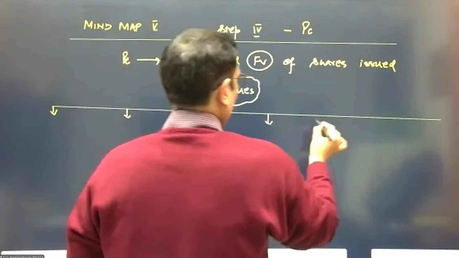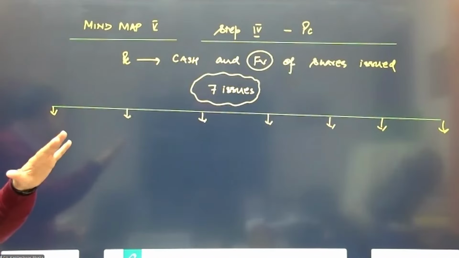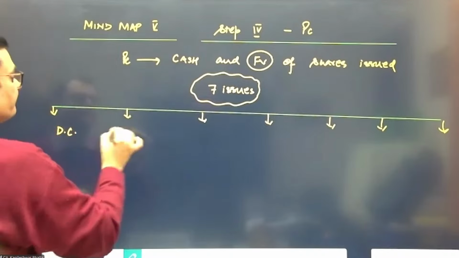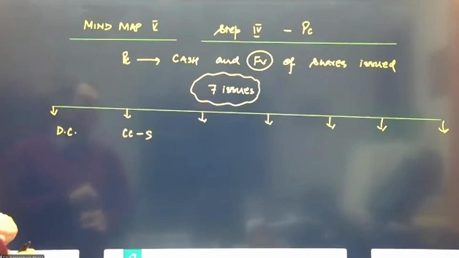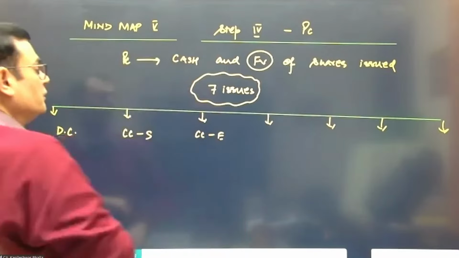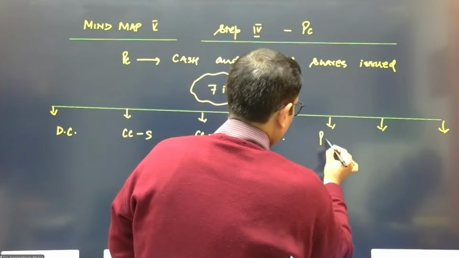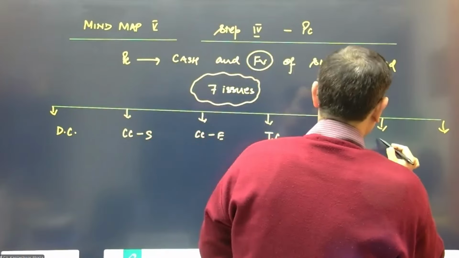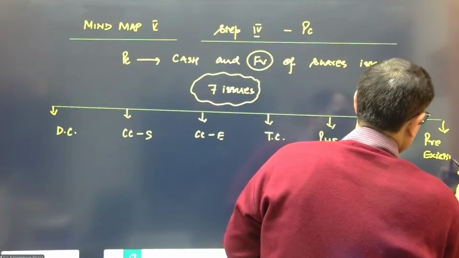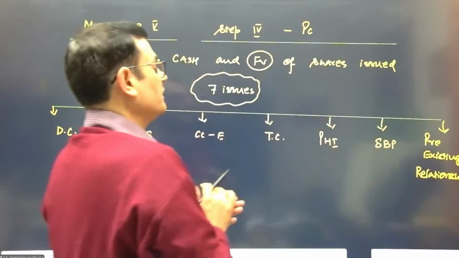So 3, 4, 5, 6, and 7. Okay, so I think we've got a very interesting way of remembering them. You can start the list. One is DC. Second is CCS, contingent consideration in shareholders' capacity. CCE, contingent consideration in employee capacity. TC, transaction cost. PHI, and then SBP, and then pre-existing relationship. So these are the 7 agendas which we need to keep in mind.